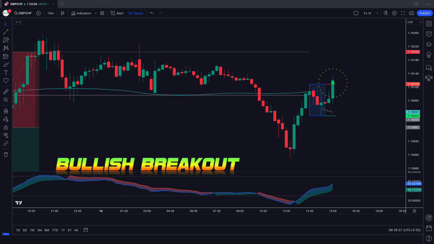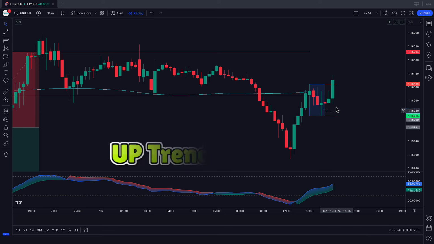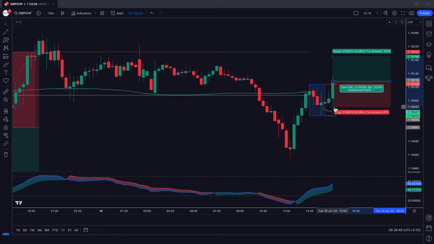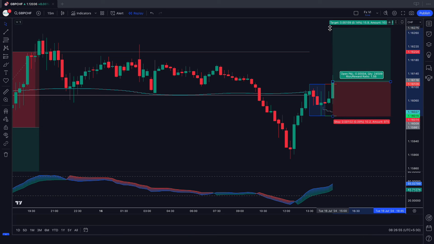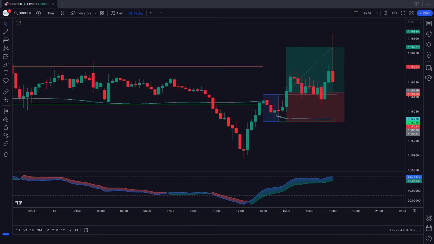The market completely makes a bullish breakout of the opening range breakout box. To confirm, the market created a bullish candle. And the max line of the QQ Weighted Oscillator indicator is in an uptrend. All these conditions are met, so we will place a buy order. Our stop loss will be placed at the lower level of the opening range breakout box. And the risk to reward ratio will be 1:1.5. The market has completely hit the target. Now we will find other trades.